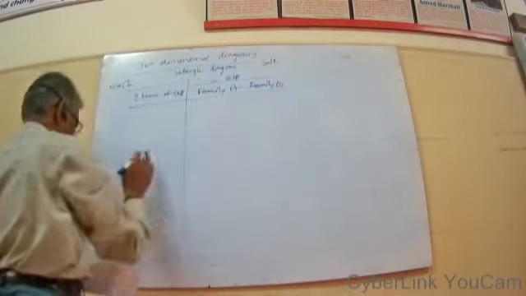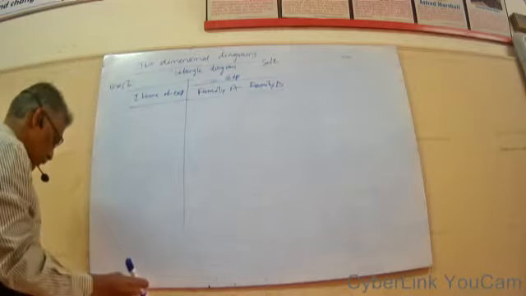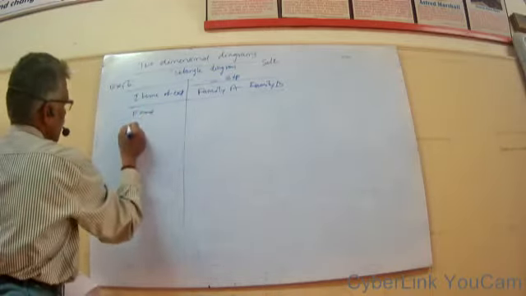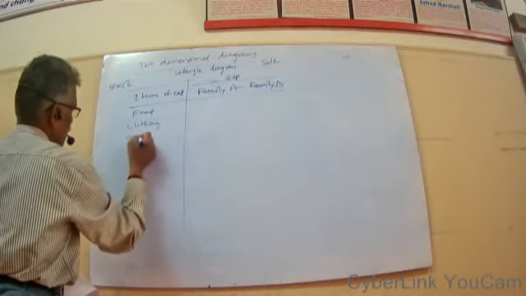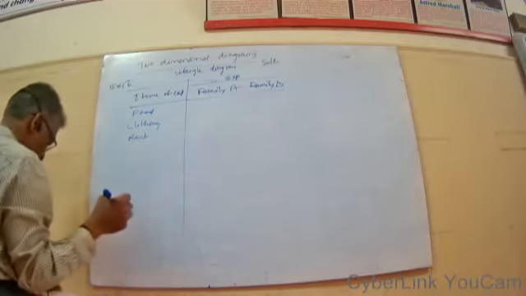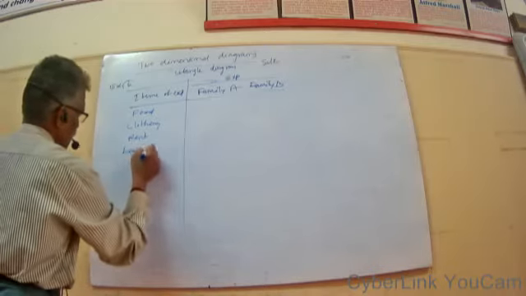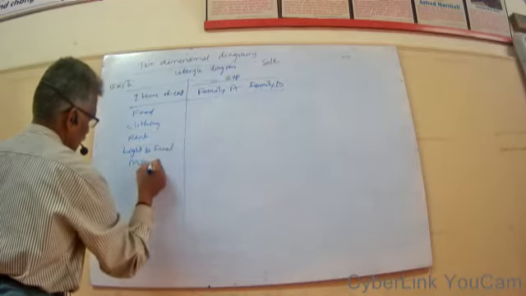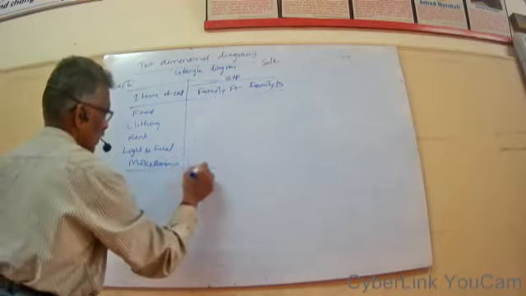Items of expenditure. What are those? Food, clothing, rent, light and fuel. Next is miscellaneous.